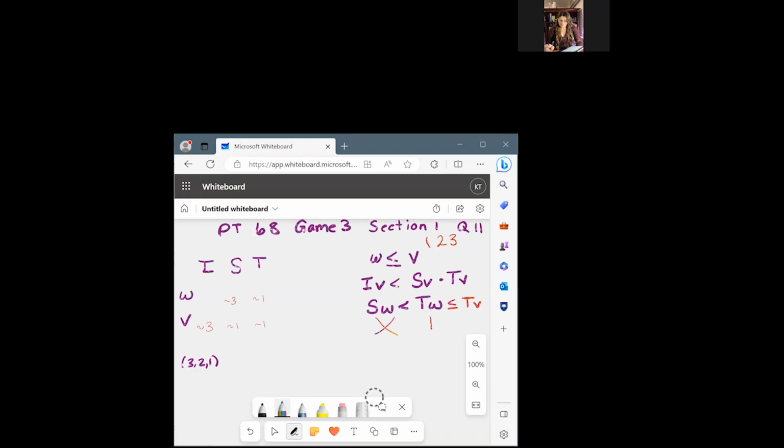So looking at our rules, we wrote them with greater than and less than symbols. So all of them are going this way, which means blank is less than blank. So this one says that W is less than or equal to V. This one says IV is less than SV and TV. And then this one says SW is less than TW. Does that make a little bit more sense?